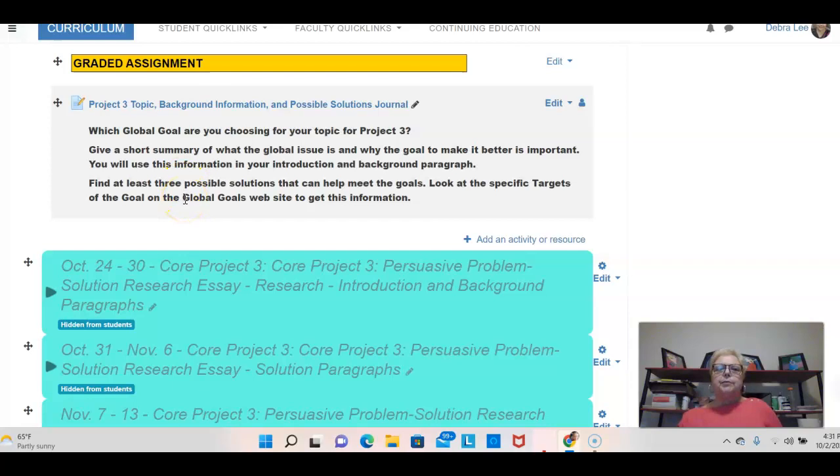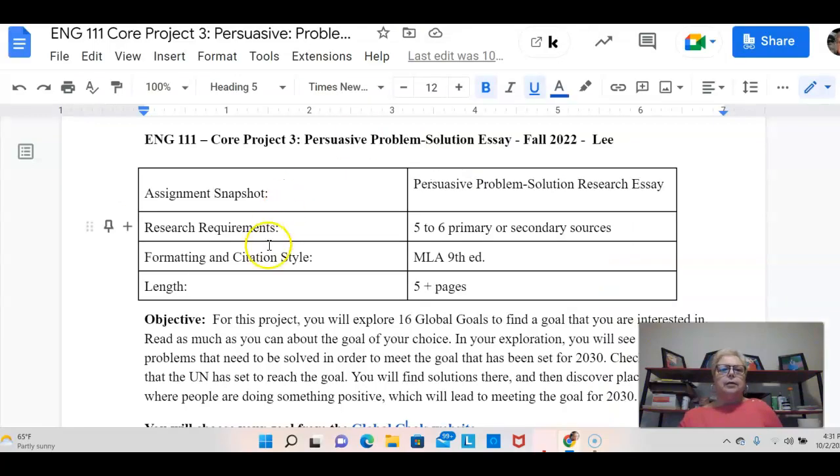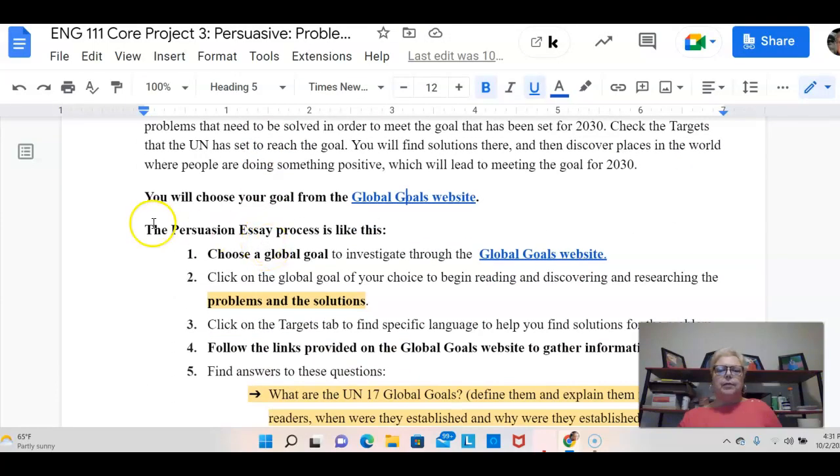Find at least 3 possible solutions that can help the goals. Look at the specific targets of the goal on the Global Goals website to get this information. And so you're going to put this together. This is going to get you started in your research. And then go ahead and continue to research and find out more information based on the report, the assignment sheet here.